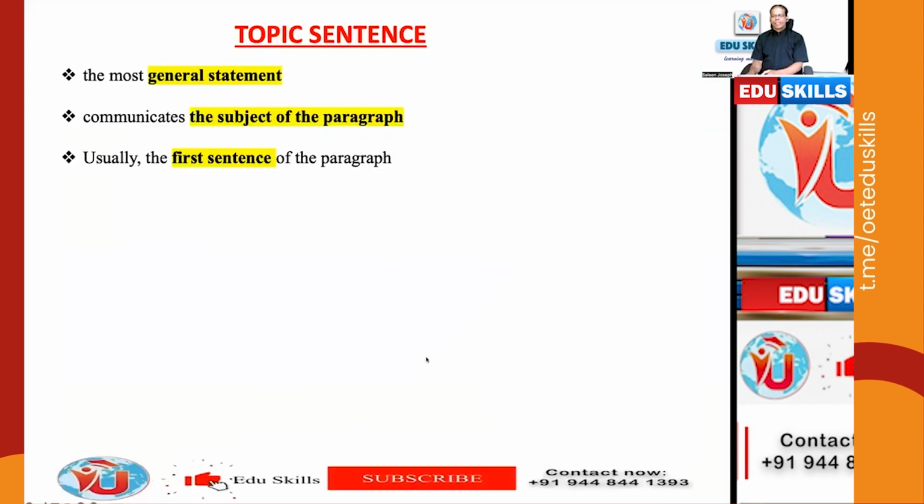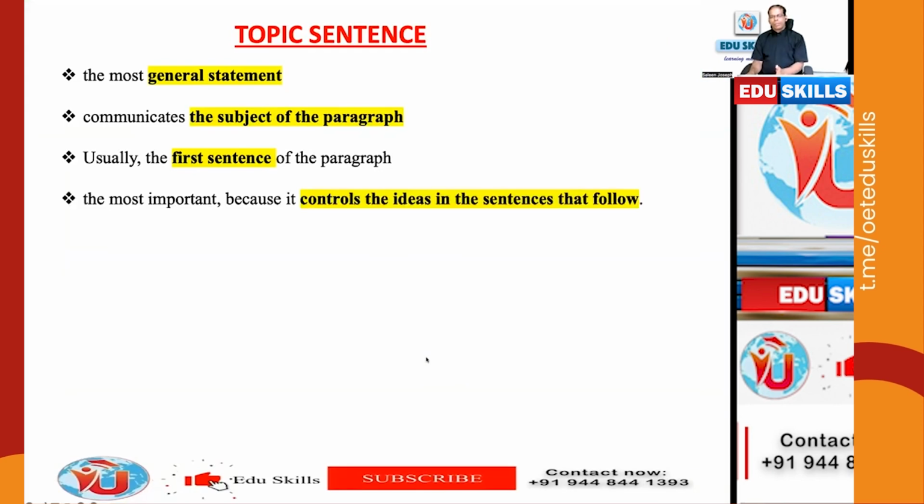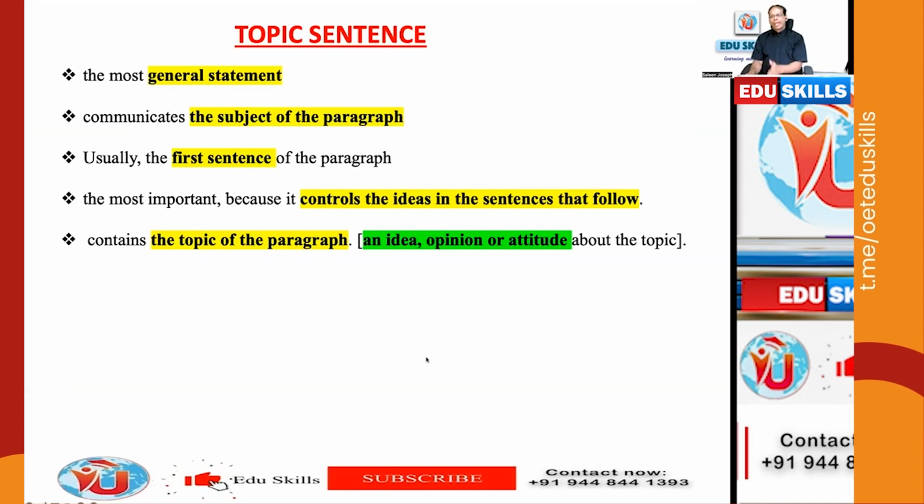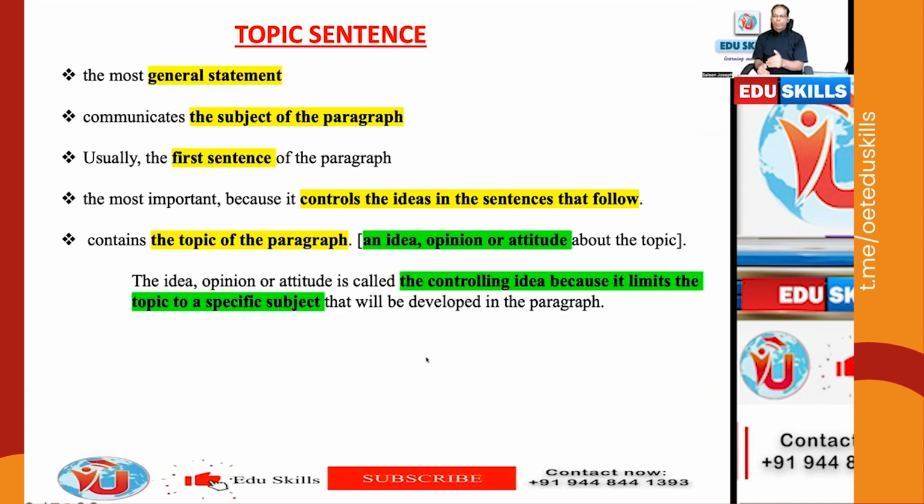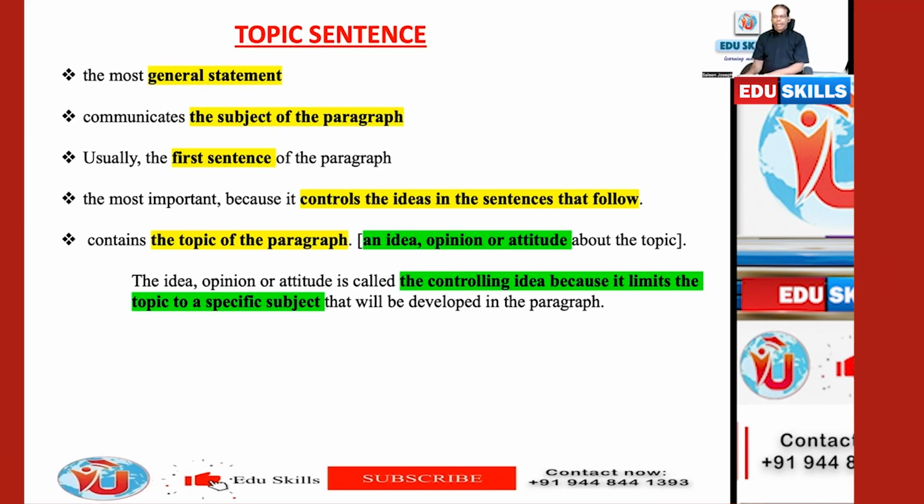So the topic sentence is the general statement that communicates the subject of the paragraph. Usually it is the first sentence in the paragraph and controls the ideas in the sentences that follow. The topic of the paragraph is the main idea, opinion or attitude expressed in the topic sentence: the main idea, gist, or the opinion or the attitude.